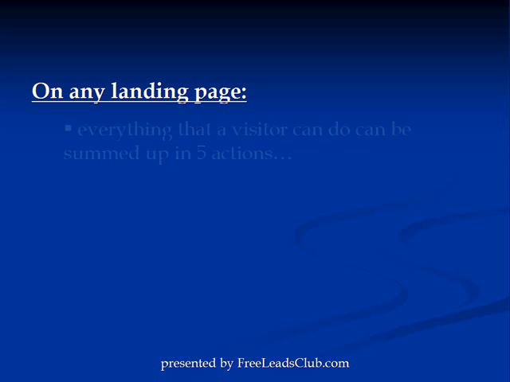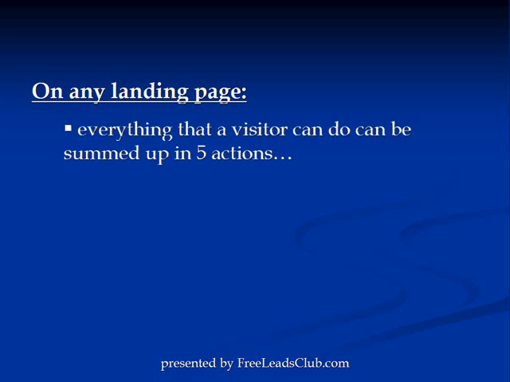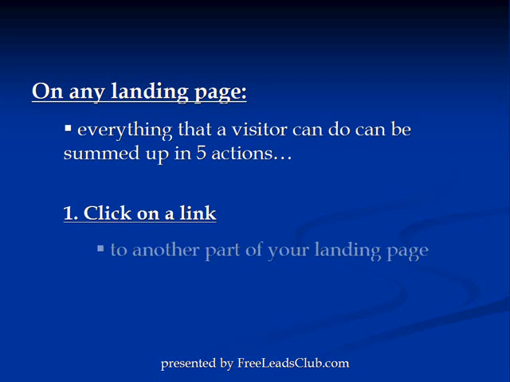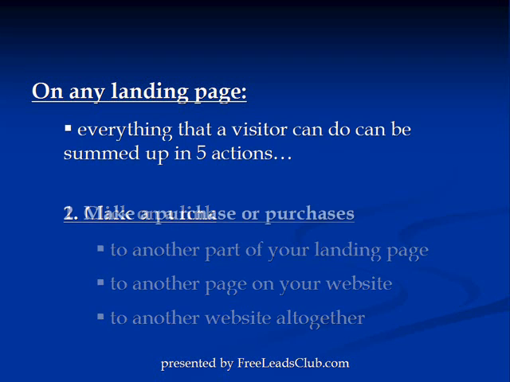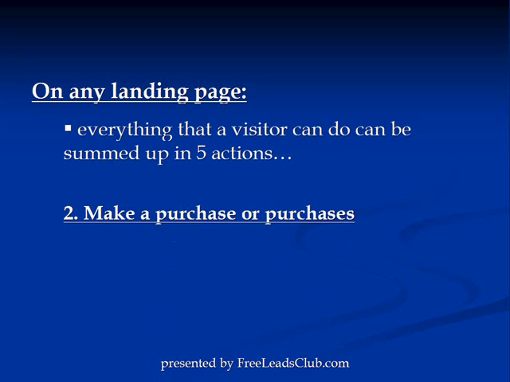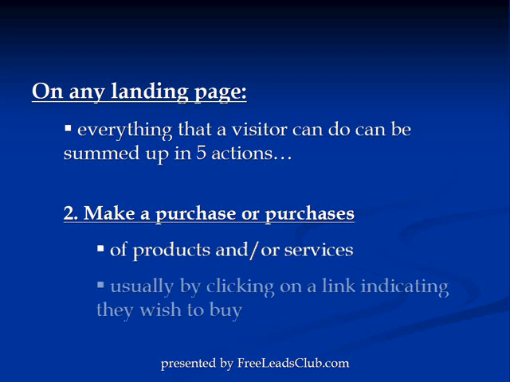On any landing page, everything that a visitor can do can pretty much be summed up in 5 actions. First of all, a visitor can be asked to click on a link. This could go to another part of your landing page, to another page on your site, or even to a page on another website altogether. The second thing someone could do who visits your landing page is to make a purchase or purchases of products and/or services, usually by clicking on a link to indicate they wish to buy.